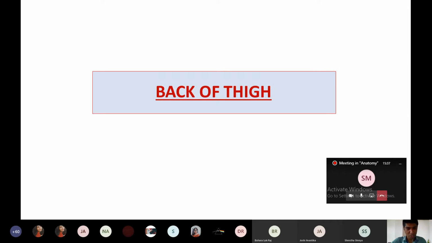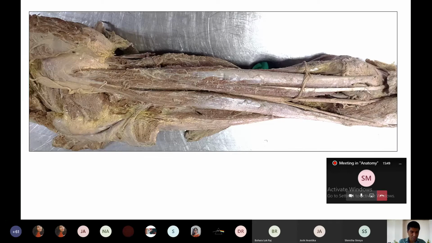Today, as I have already mentioned to you, I will discuss the back of the thigh, the structures which are important from the exam point of view, lying in the back of the thigh. Now I'm going to tell you. So here, this is the back of the thigh. This region is the back of the thigh, below the gluteal region.